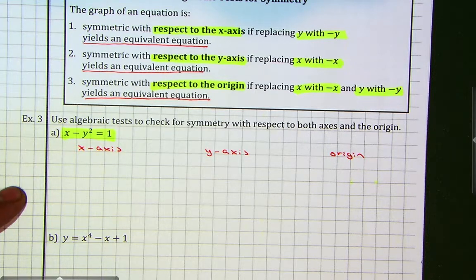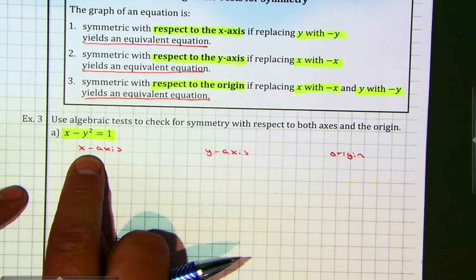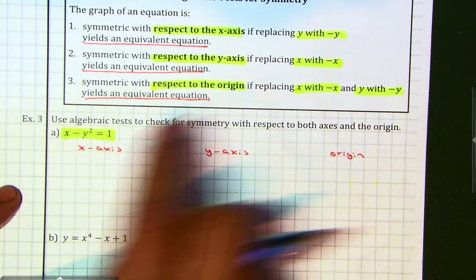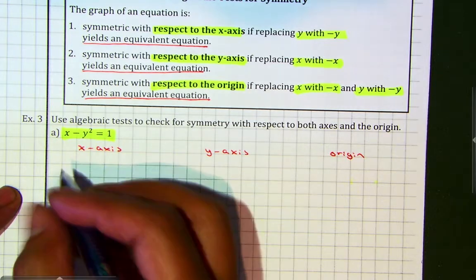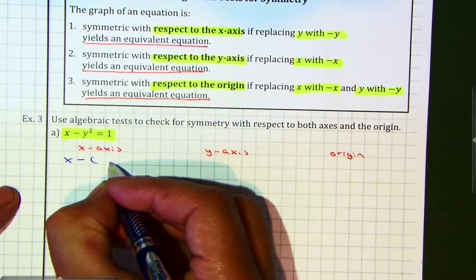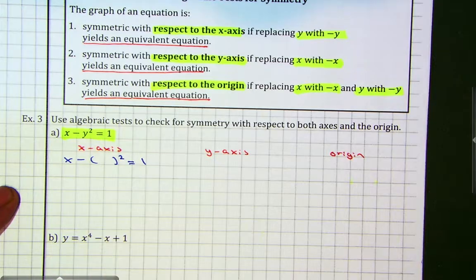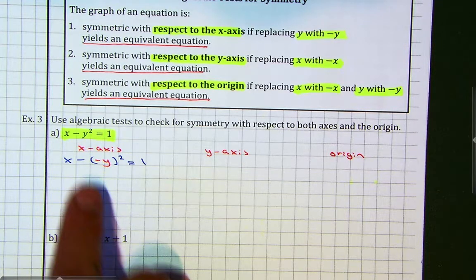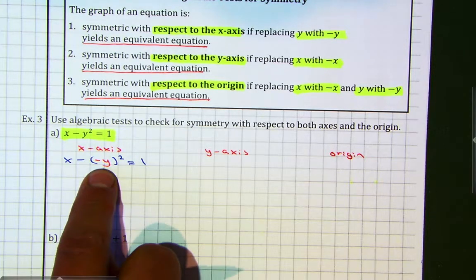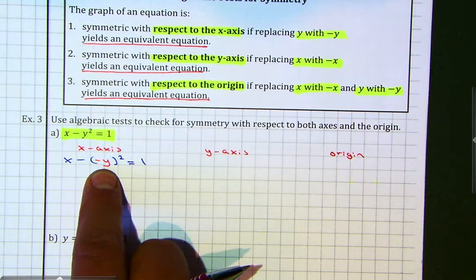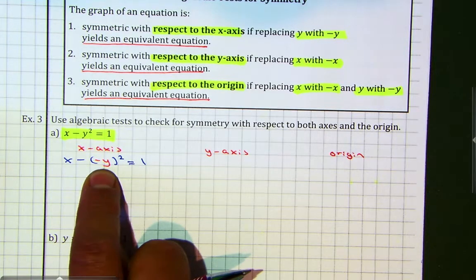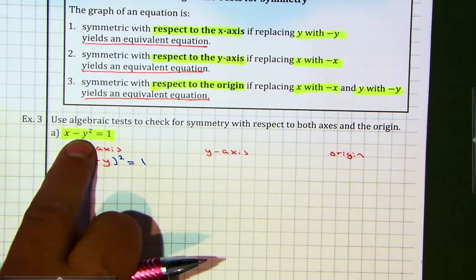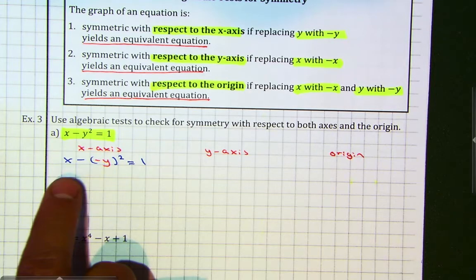Now, to check for symmetry with respect to the x-axis, I'm going to replace the y with -y. So I'm going to write down this equation, but instead of the y, I'm going to replace it with (-y). It is essential that when you do a substitution, you place it in parentheses. I know there are always a few kids that start getting messy with their work, and I need to see the substitution. You can't just plug in a -y and say positive. I need to see the first step as well.